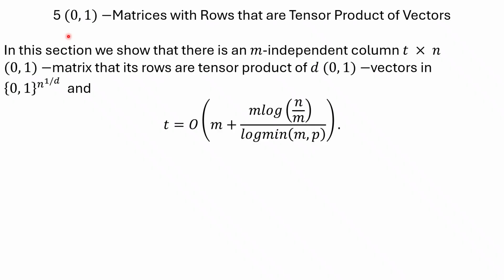Section 5 is the last section here, which is about matrices with rows that are tensor products of vectors. In this section, we show that there is an m-independent column 0,1 matrix, whose rows are tensor products of d 0,1 vectors in {0,1}^(n^(1/d)), and t is defined here.